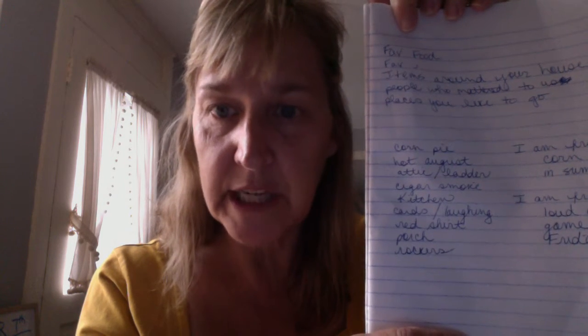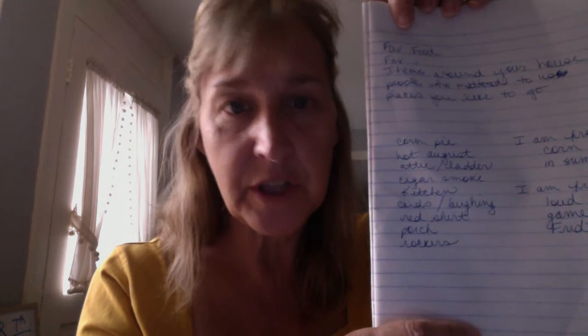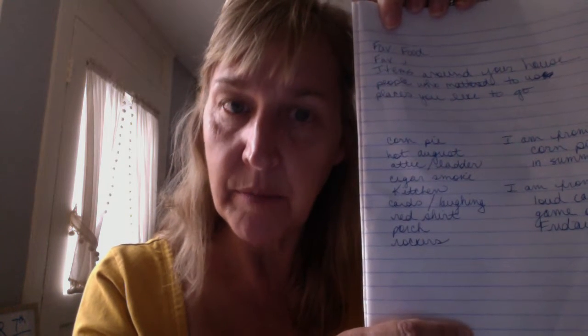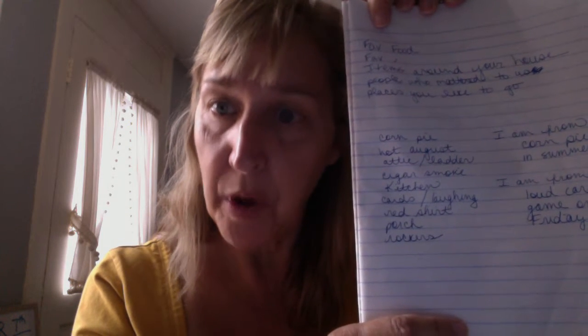You can see that to get started, I simply made a list of all of my brainstorming. I have corn pie, I have hot August, I've got attic and ladder and cigar smoke and kitchen and cards and laughing and rockers on the porch and a red shirt with plaid snap buttons. I wanted to show you how that became my first stanza of my poem.